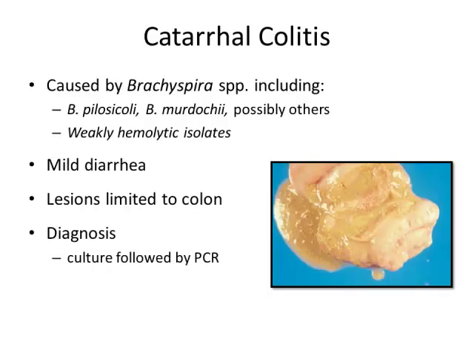Another aspect that's really hitting the swine world is Brachyspira and what that means. From a diagnostic perspective, there are about 6 Brachyspira species. I break them down into weakly hemolytic and strongly, beta hemolytic. The strong beta hemolytic ones actually cause that mucohemorrhagic diarrhea that we're used to.